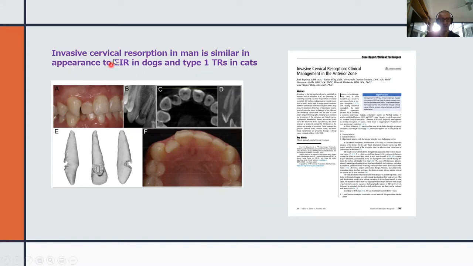You can see another type of inflammatory resorption. This is invasive cervical resorption, which is another type of inflammatory tooth resorption in man, and you can see the extent of the lesion here in this lateral incisor tooth. You can see the lesion on cone beam here, and sometimes we can fill these lesions, but often we've got to consider tooth extraction as a part of the management of the case. So this appearance is similar to what we see with external inflammatory resorption in dogs and the type 1 lesions in cats.